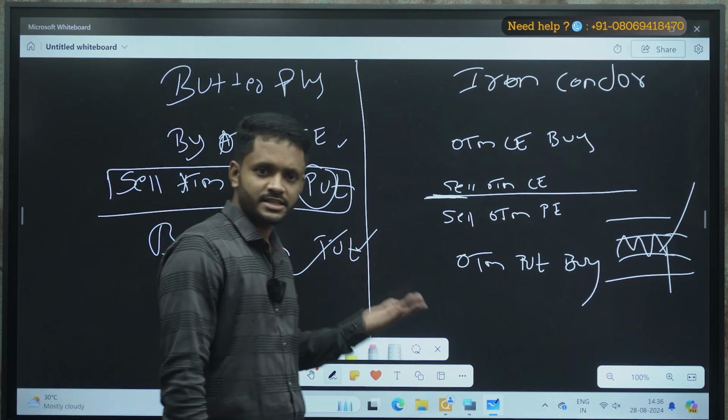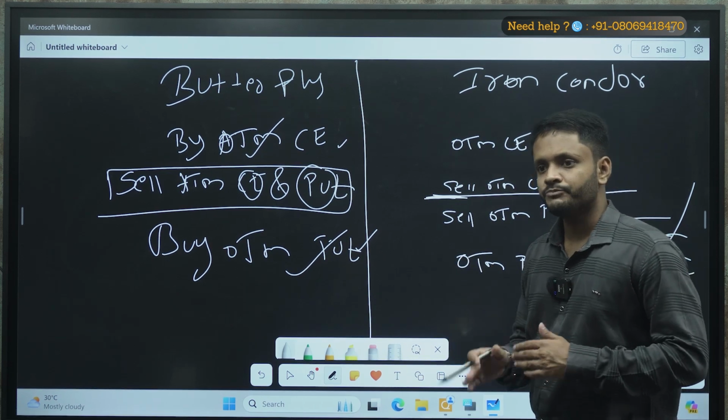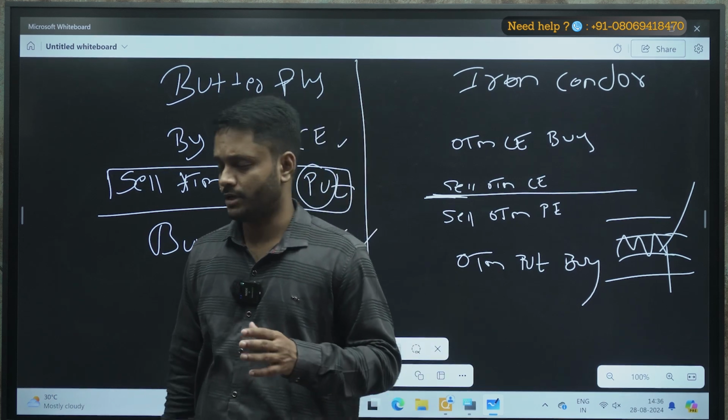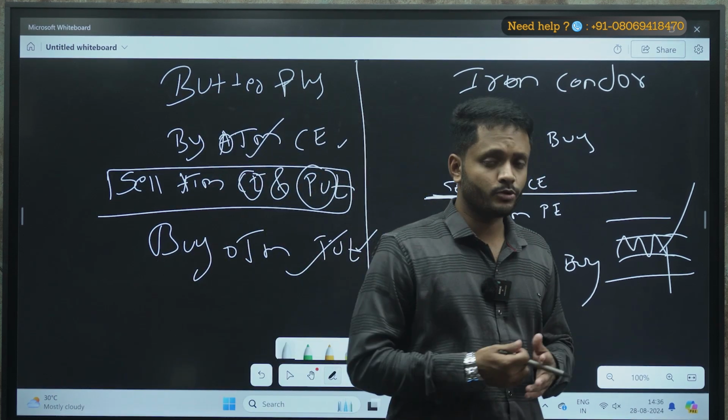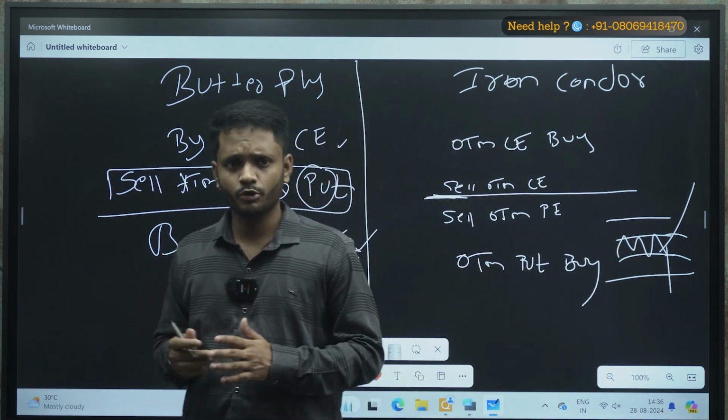So I hope the strategy is very much clear to you. This is what I wanted to explain. Instead of going with plain vanilla, a plain naked call or naked put, you can go with a bull call spread, bear put spread, or a bull put spread. You can go with strategies.